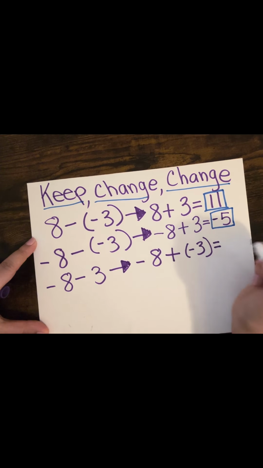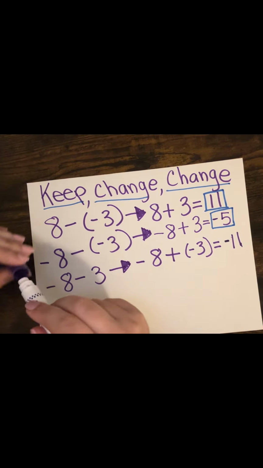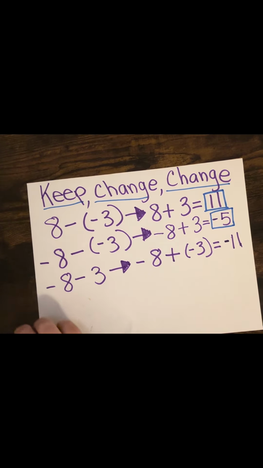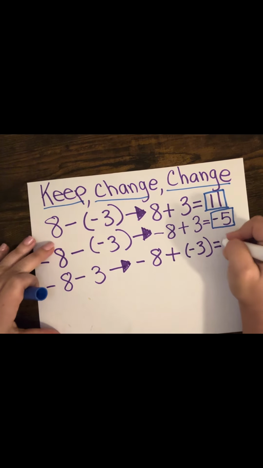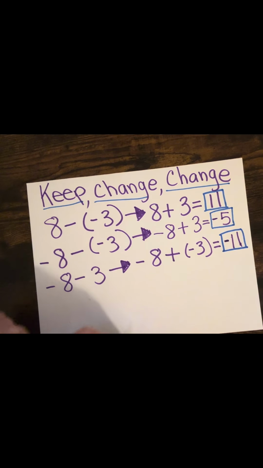So look at the new problem that we just created. Negative 8 plus negative 3. The rule says when you are adding two negative numbers, you do in fact add. And we know that 8 plus 3 gives us 11. And in this case, we keep our negative sign. The rule says when you add two negative numbers, your answer is going to remain negative. And here is our final answer.